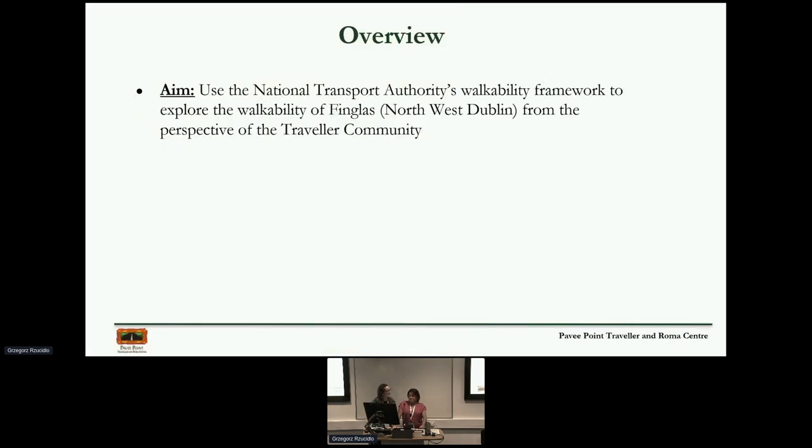So the aim of our research was to take the National Transport Authority's walkability framework, which Ruth mentioned in her presentation previously, to explore the walkability of Finglas, which is an area in northwest Dublin, but from the perspective of the traveller community. So in our presentation today, we're going to be looking at photos that we took along the route and relaying observations that we and traveller participants along with us made. And hopefully, if the audio works, we'll be hearing some interviews with people as well. And this is all, I suppose, to negotiate the link between social inclusion and the built environment that travellers often find themselves living in.